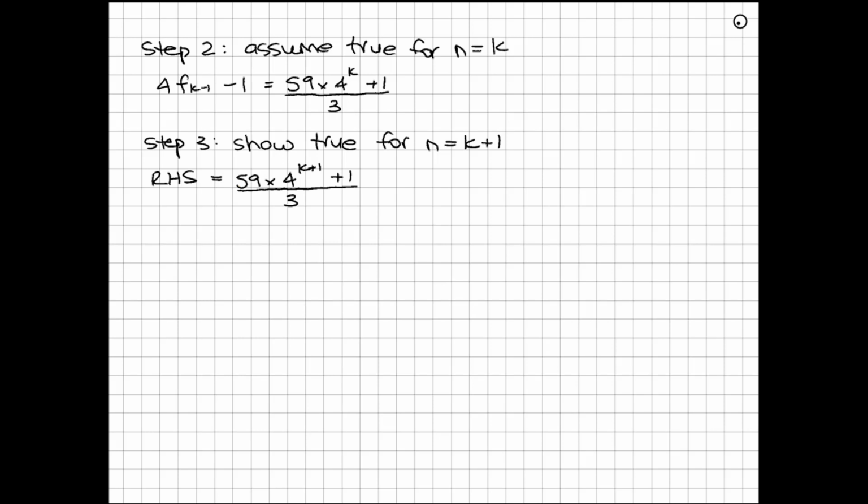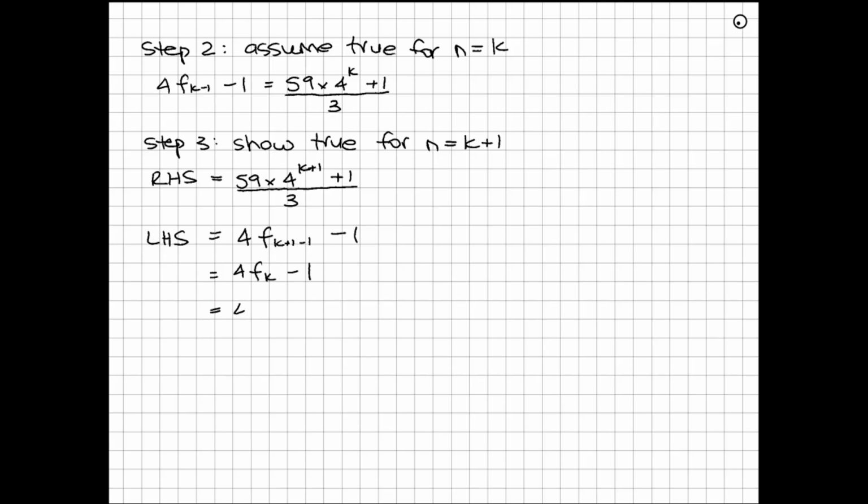Really what we need to do is think about whether our left-hand side simplifies to this same expression when we put k plus 1 where n would be. So the left-hand side would be 4 times f of n minus 1, where n here is k plus 1, minus 1, and then minus 1 on the end. So the k plus 1 minus 1 ends up as just 4 times f of k, minus 1. Now, remembering that we've assumed in step 2 that f of k can be expressed as 59 times 4 to the k plus 1 on 3, we've assumed that is true, so we can substitute that in.